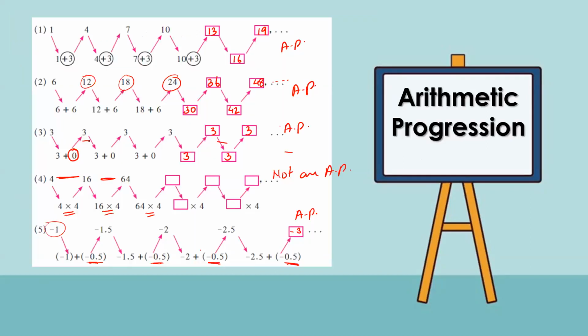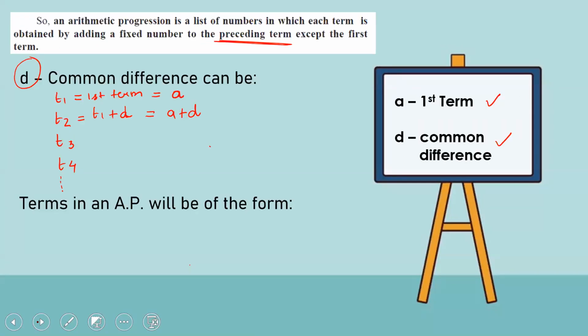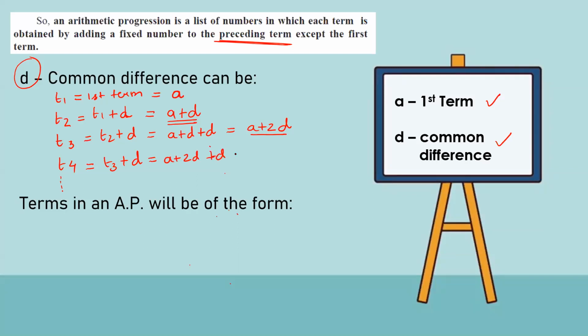Right? Then we have a third term. So the third term is second term plus D. What is your second term? Your second term is A plus D, plus D. So can I write this as A plus 2D? Right? So T4 is T3 plus D. T3 is A plus 2D, again plus D. So this is going to be A plus 3D. And this will go on.